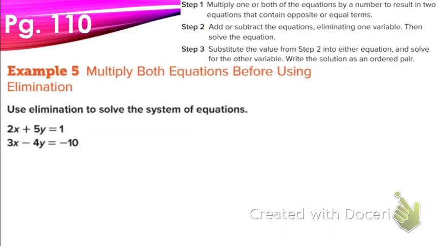Example number 5. Last time we saw that there was a negative 9y and another negative 9y. Do I have anything like that this time? No. We'll look at these first two right here. Is there anything that you would multiply 2 by to get 3? Anything you would multiply 3 by to get 2? Okay, so that's not a good choice. Would you multiply 5 by anything to get 4? No. 4 by anything to get 5?